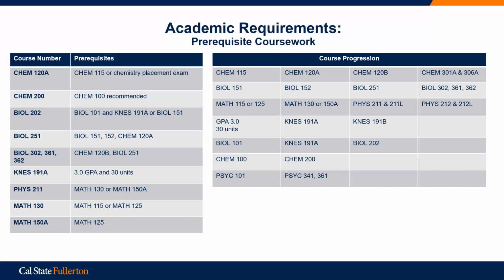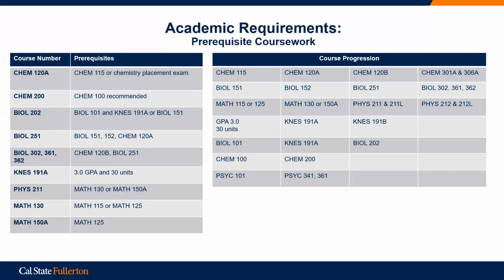For physics, again, we can start with either the 115 or 125. Depending on what you took there, you can choose your calculus, your 130 or 150A, then on to physics 211 with the lab and 212 with the lab. For the lower division anatomy physiology, again, we have to have that 3.0 or 30 units. Then we can move on to Kinase 191A and 191B.